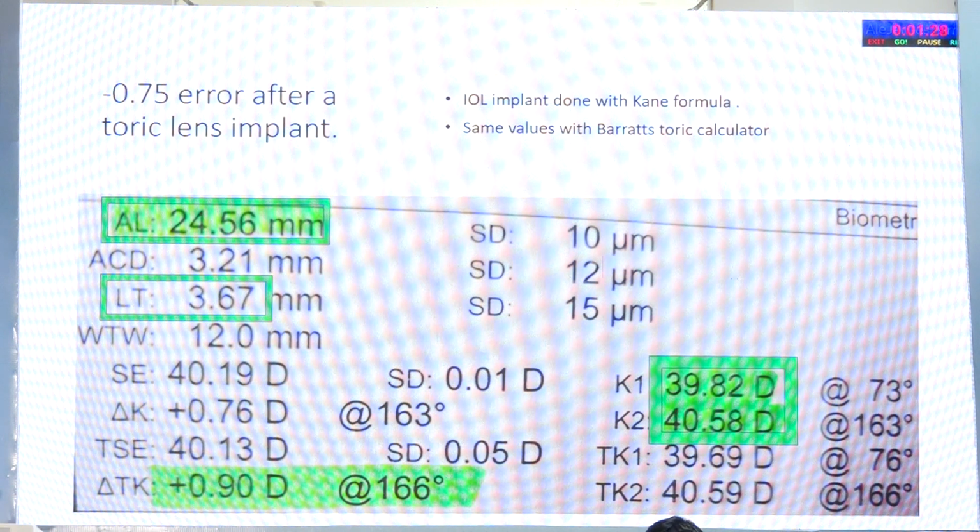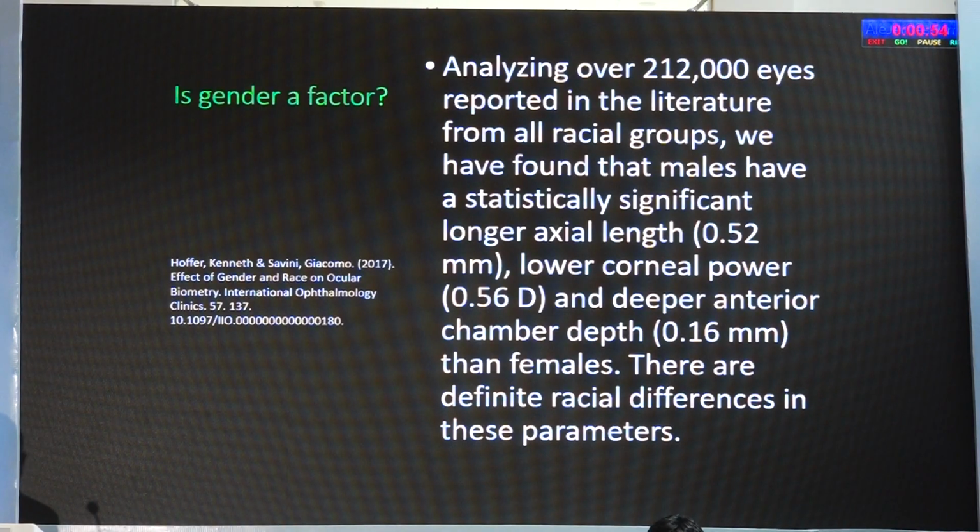Last week, I had a patient who had a 0.75 error, and he was implanted after Kane and Barrett's. They both gave the same sphere and cylinder. And post-surgery, pre-surgery, it was almost the same. The K was not much different. When I looked at his values, he had a long eye, 24 millimeters long. He had an unusually flat cornea, not post-LASIK. The true K and the actual K were all 39-40, a flat cornea. Normal lens thickness is 4 millimeters, standard deviation 0.2. This is at 3.6. It's an unusually thin lens in a flat cornea and a long eye, and the formulas have not given me a proper result.